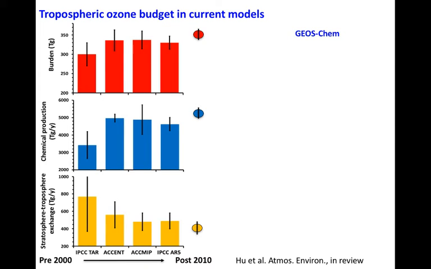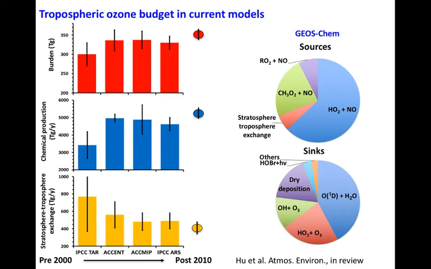Some of the detailed budget, as we can see from here: these pie charts are not changing dramatically right now, and still HO2 plus NO is the biggest source for ozone production, but the stratospheric ozone right now plays a much smaller role in the whole source term. But we think the high latitude underestimate in the model may have something to do with this STE flux being too low in the model now.